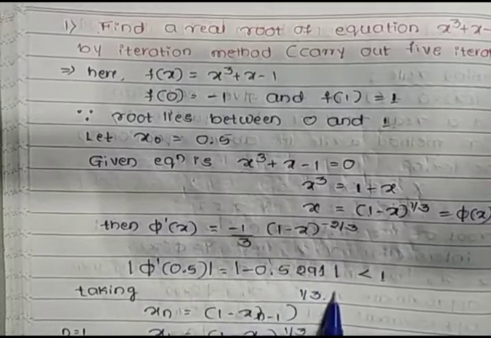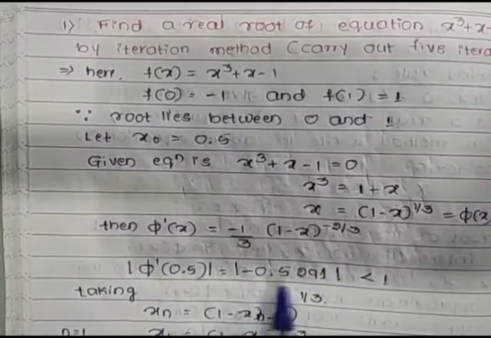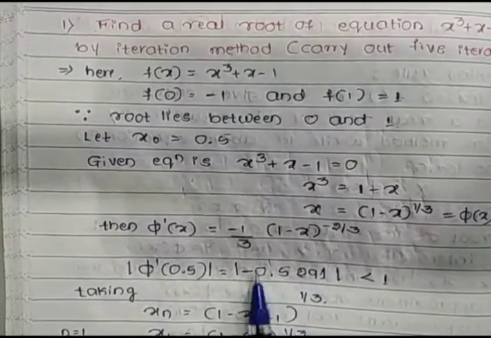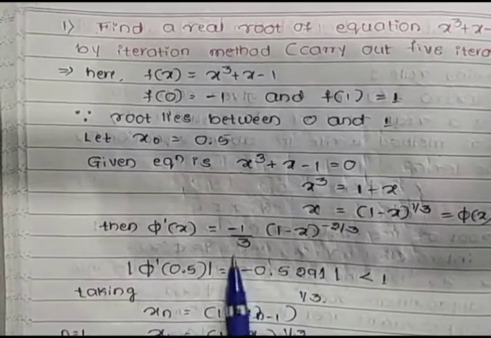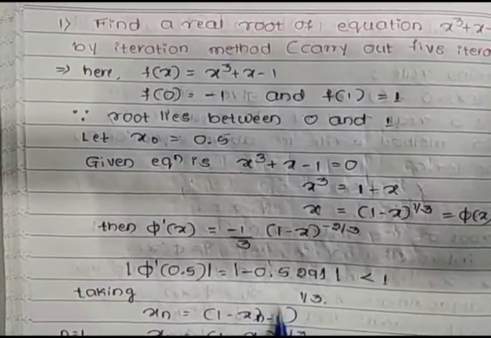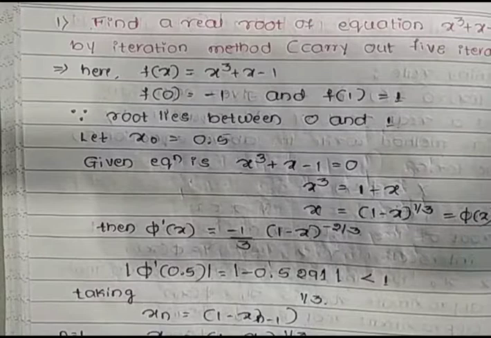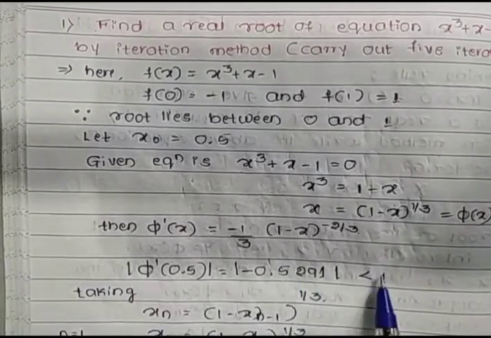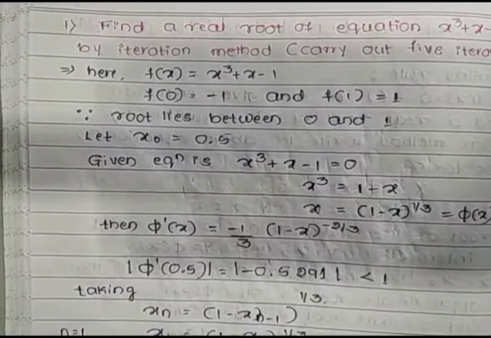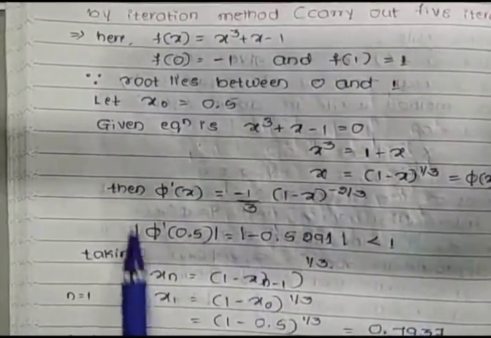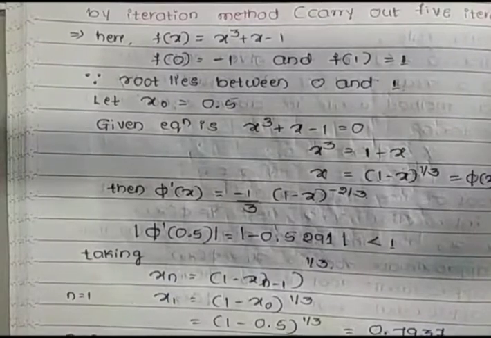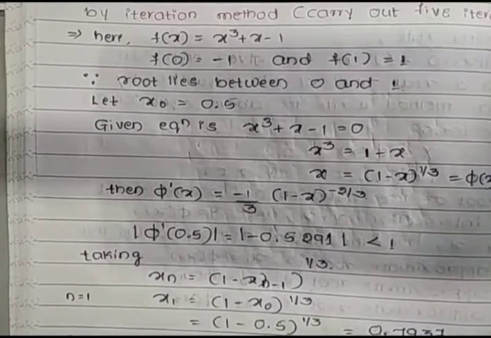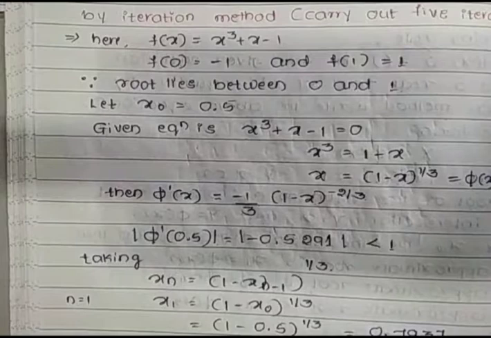This is the modulus symbol. Modulus means a negative value is converted into a positive one. So after taking the modulus, this will be 0.5291, which is again less than 1. We are getting less than 1, which means the root converges. Here the root converges. Based on that, next we have to go for the equation.